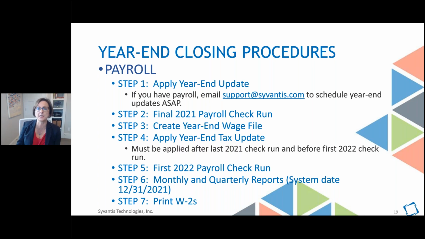The year-end update can be applied anytime right now. It doesn't have to wait till year-end. You can just do it now. It's not going to hurt any of your final payrolls. Secondly, run your final check run for 2021. When that's done, immediately create the year-end wage file. You don't actually have to print the W-2s, but you're going to create the year-end wage file and generate the W-2s, so all that data is in there.